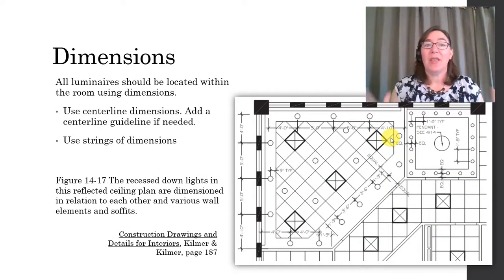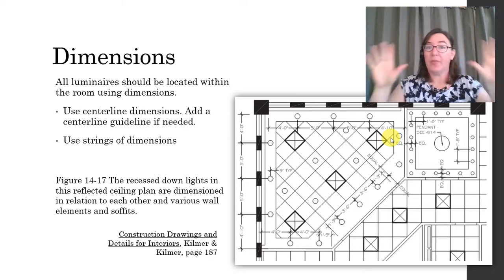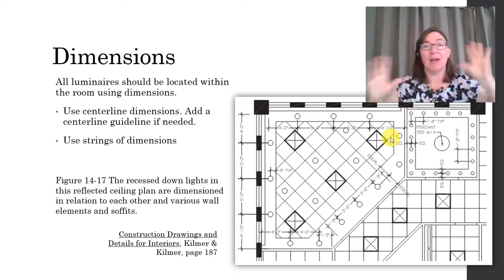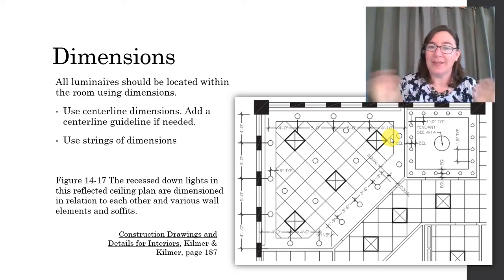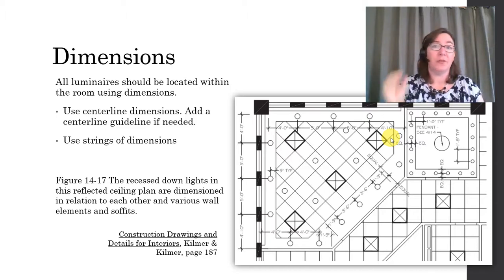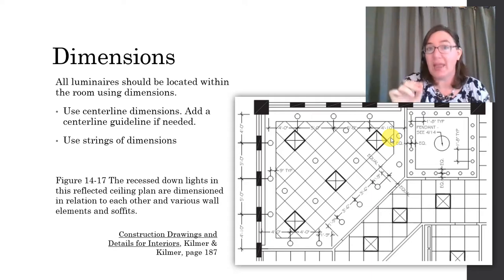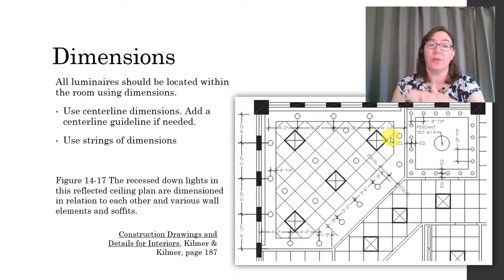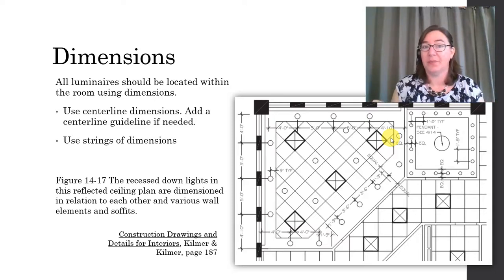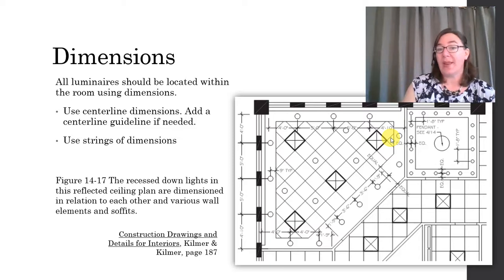Let's talk about dimensions. Your luminaires need to be located within their room using dimensions. If you don't put dimensions on them, they could be installed anywhere. So you want to make sure that they get installed in the right place using dimensions. You want to use center line dimensions for all luminaires. You typically don't measure to, for example, the edge of a luminaire. You want to always measure to the center. If you need a center line guideline, go ahead and add it. Make sure that you use strings of dimensions. This is common, so you can see one here is a string of dimensions.